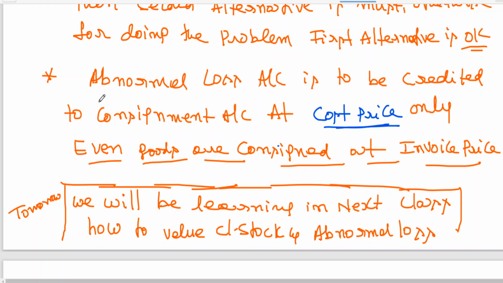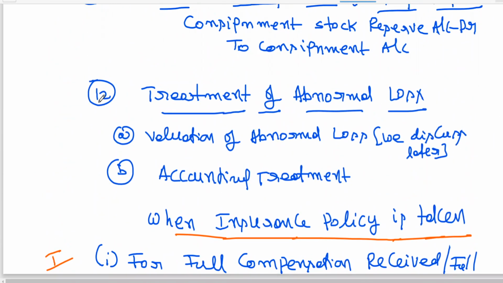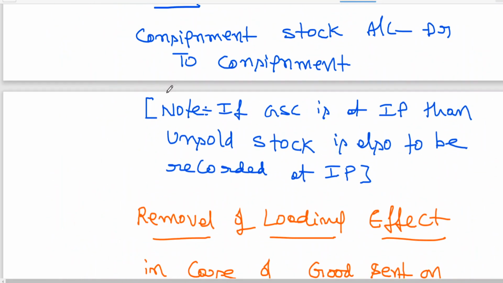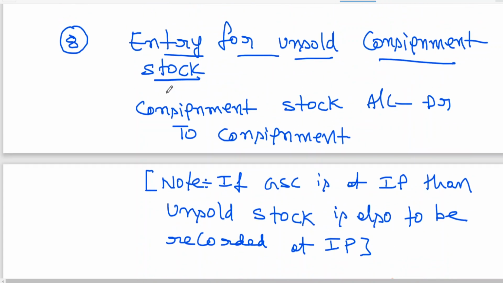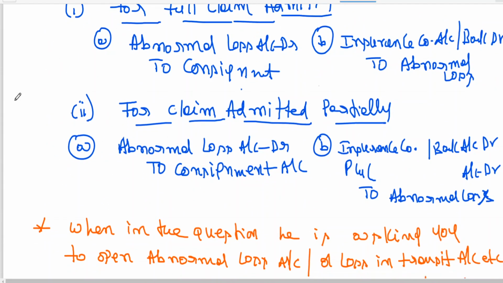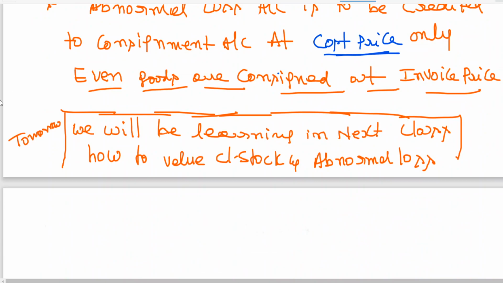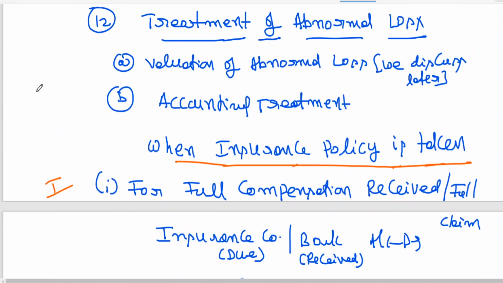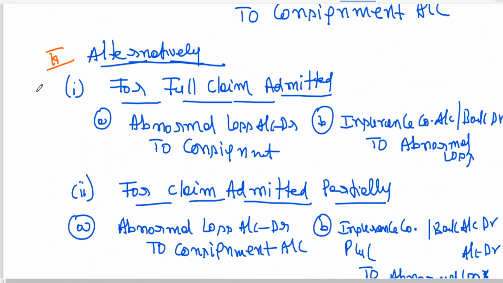Okay. So we have learned the entry for unsold stock also, no? Just cross checking. Consignment stock account debit to consignment account. In the consignment account credit side you write by consignment stock. Next, after completion of this, we can go find out the profit or loss on consignment. Next entry. The entry number will be, 12th is completed, no? 13th.